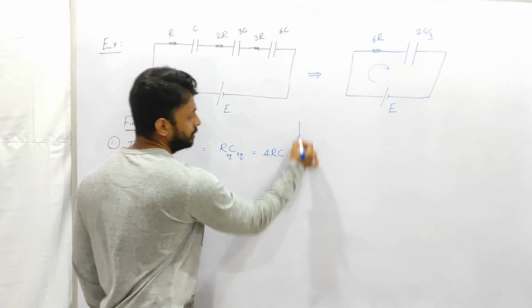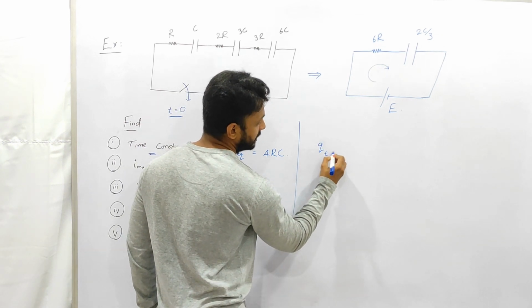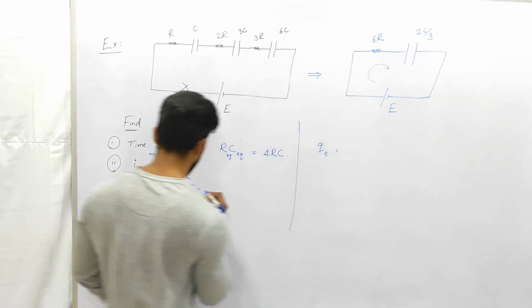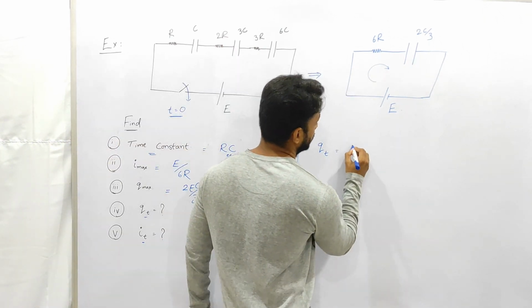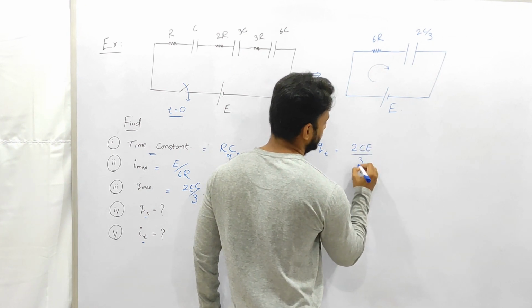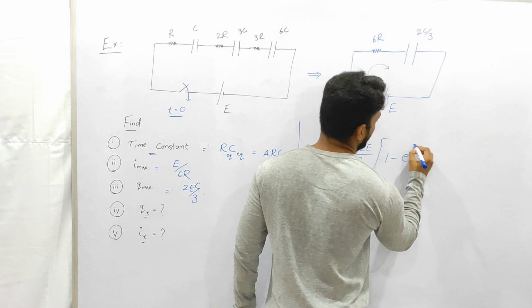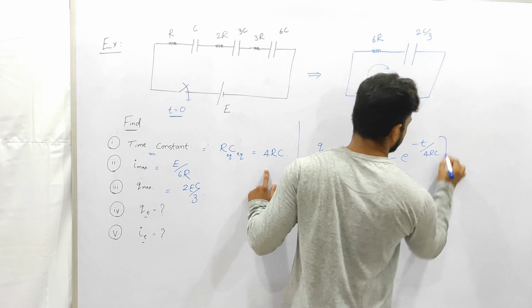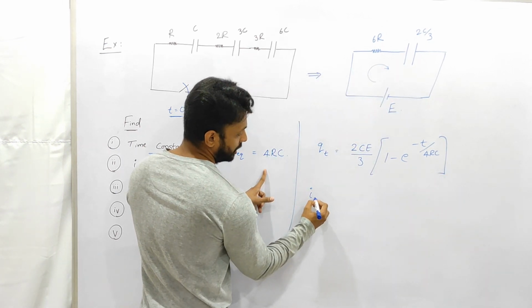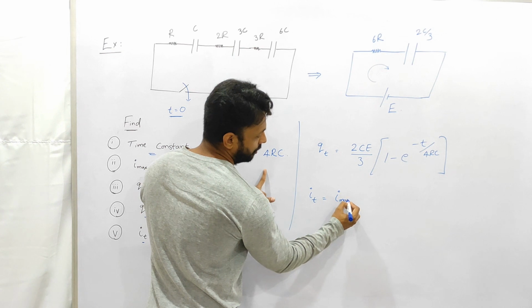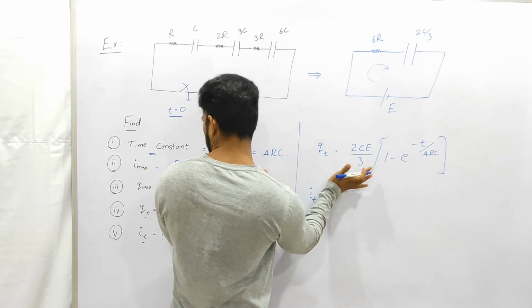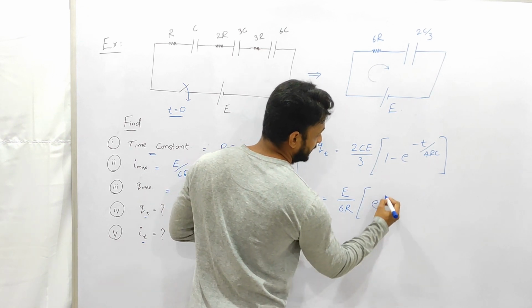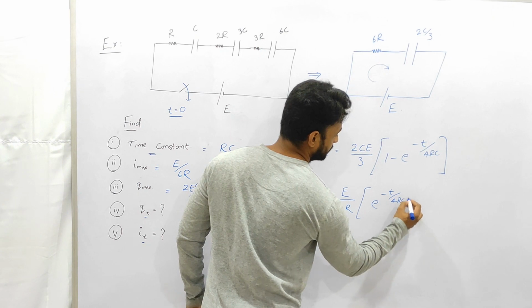Okay. And finally, using these, the charge at any time t is given by Q max, that is 2CE by 3, times 1 minus e power minus t by tau. What is the tau equivalent we got? 4RC. And similarly, the current at any time t is given by I max, what is the I max we got? It is E by 6R, into e power minus t by 4RC.